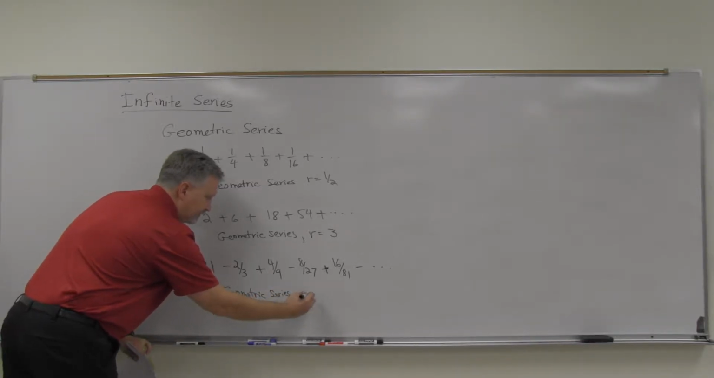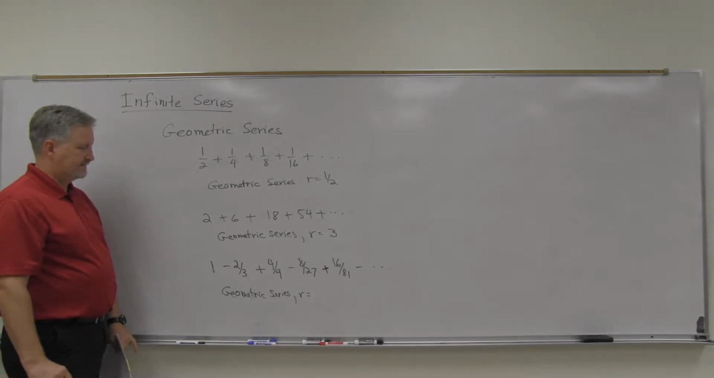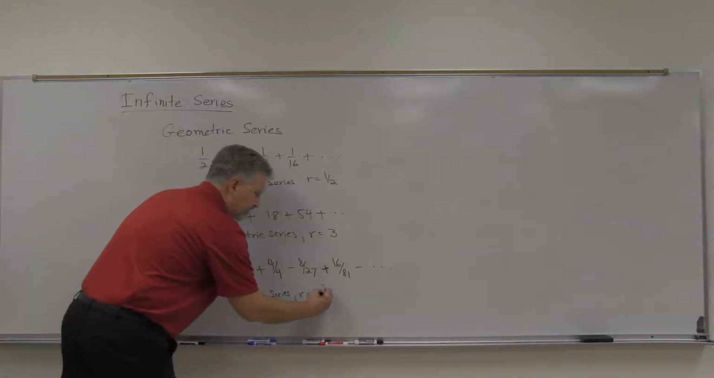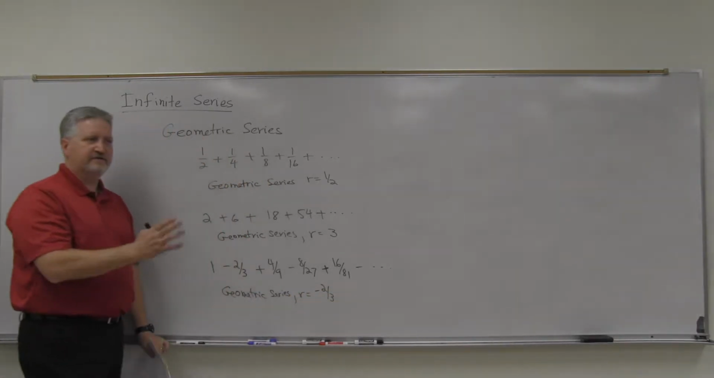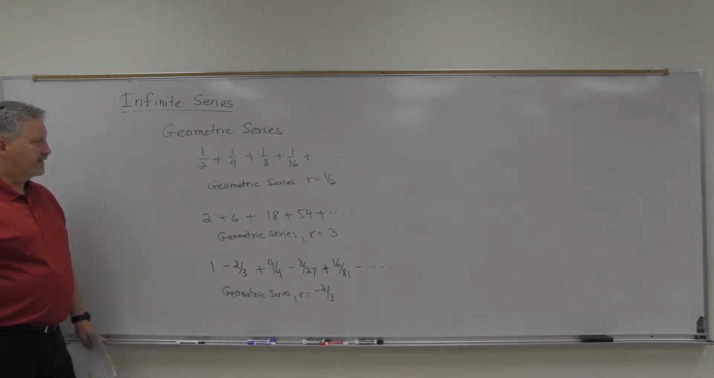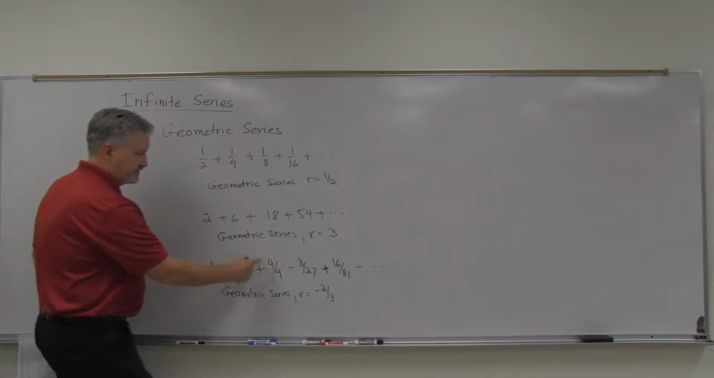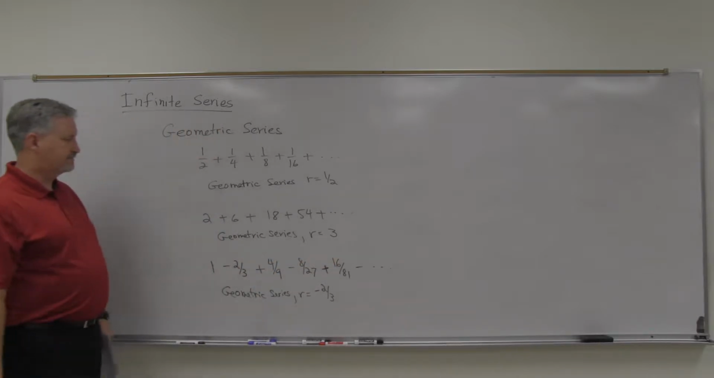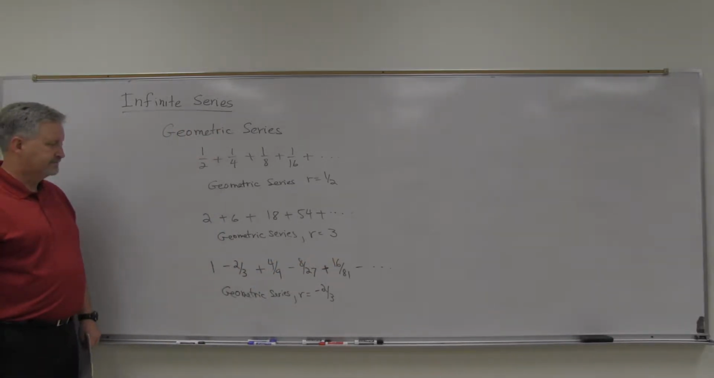R is what? Negative 2/3. Negative 2/3? Yeah. If it's alternating, it's going to be a negative R. R is going to have a negative sign in it. Yeah, negative 2/3 each time is what's been multiplied to the next term.